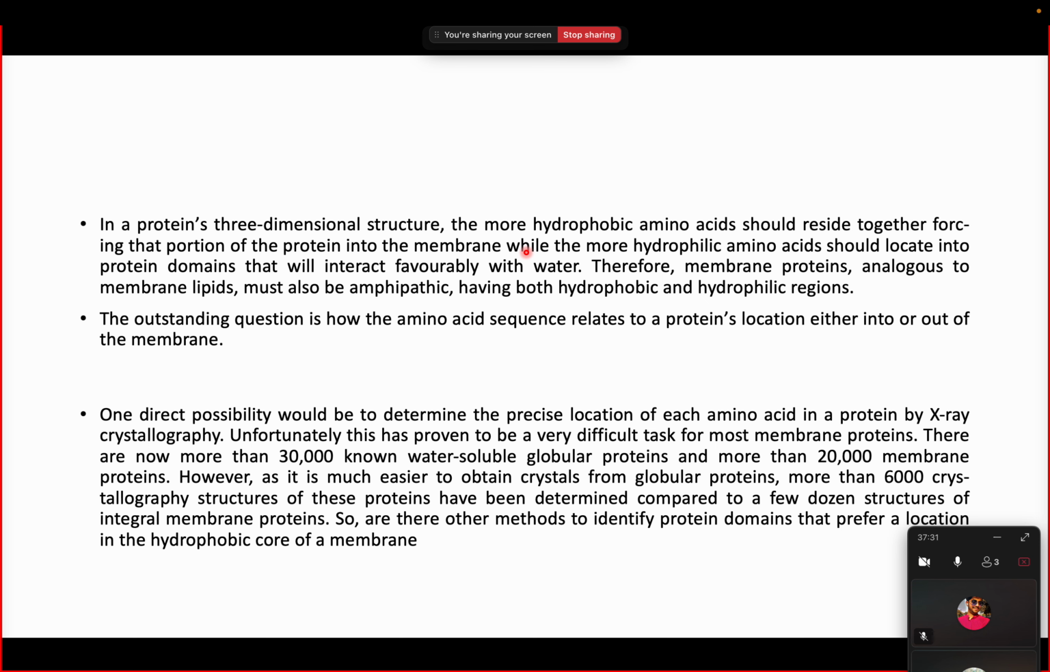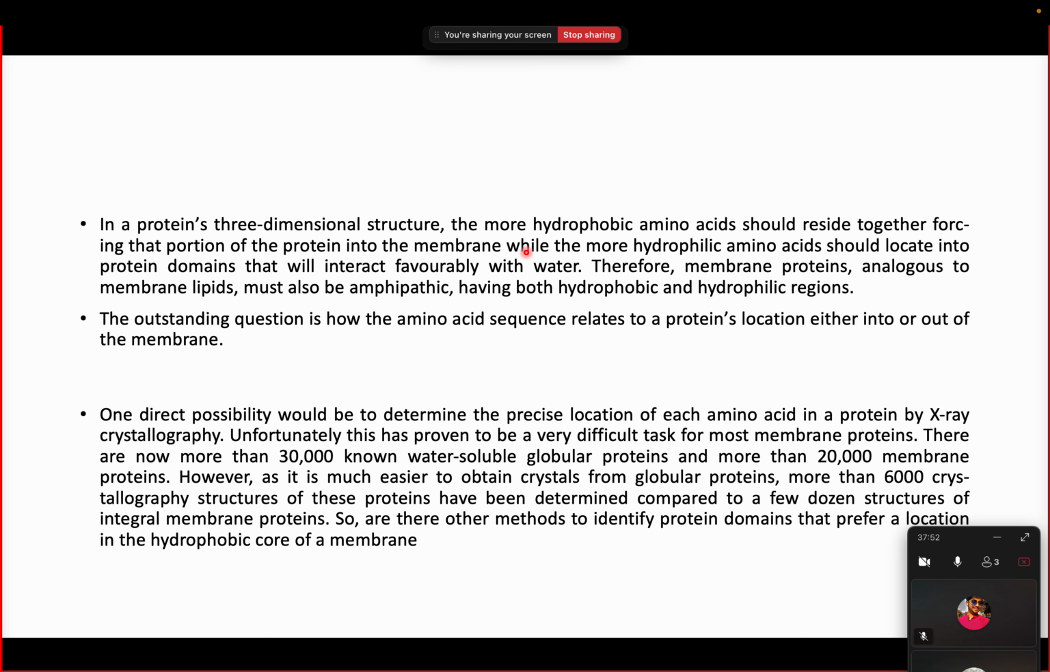While we have only a handful of crystal structures for integral membrane proteins. And don't worry, we're going to discuss integral membrane proteins in the coming slides. So are there other methods to identify protein domains that prefer a location in the hydrophobic core of a membrane? So what is our objective?